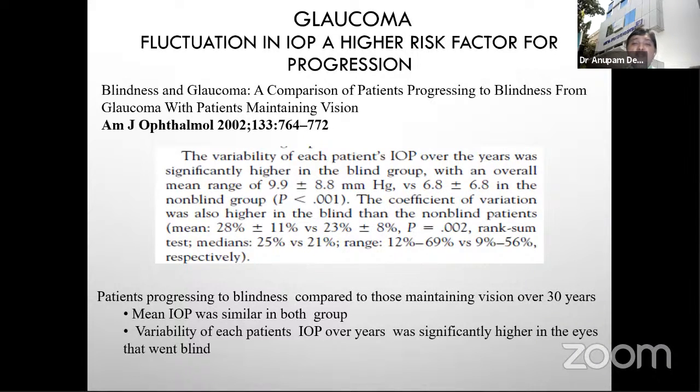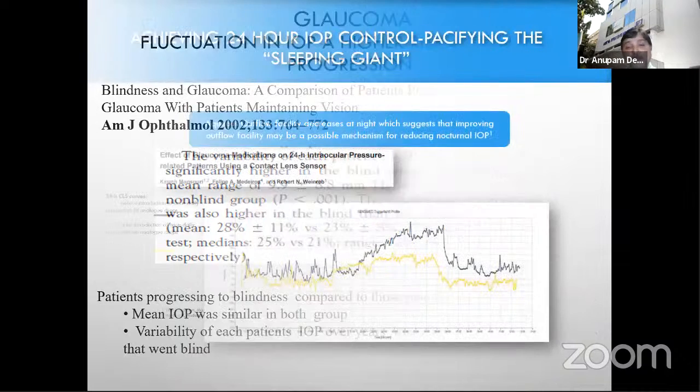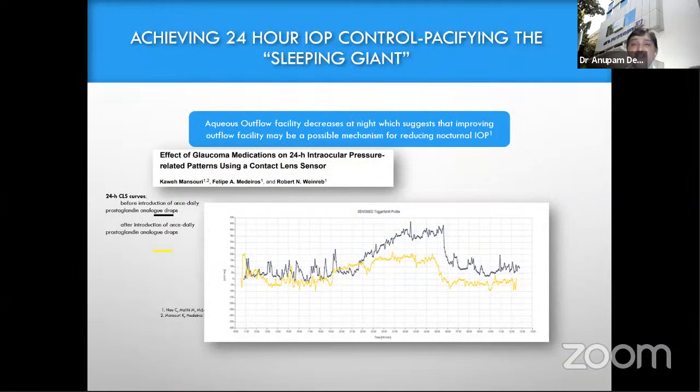When they looked at it, their mean IOP was the same in both groups. But then why did one group progress towards blindness? The reason was that the variability of each patient's IOP over the years was significantly higher. The patients who had significantly higher variation in their IOP progressed towards blindness, while those who had stable pressures did not progress. So definitely these fluctuations are a higher risk factor for progression. And for achieving this 24-hour IOP control, prostaglandins are one of the best medications available today.